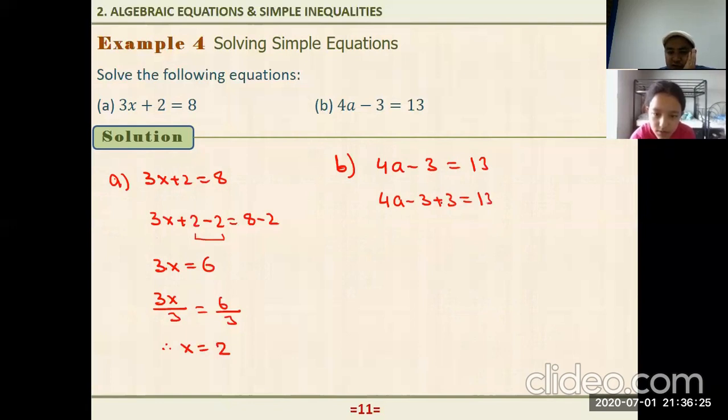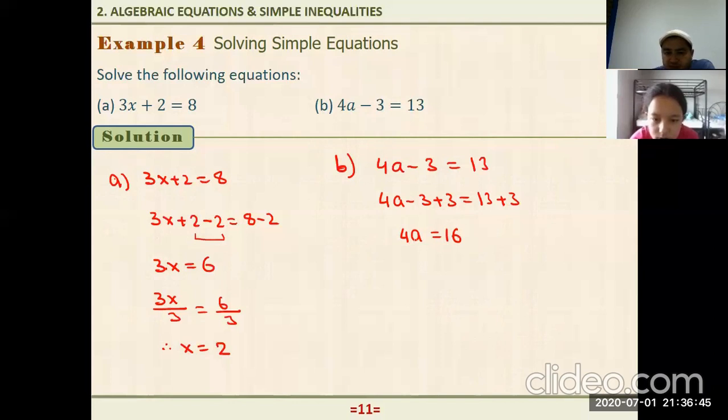If you add 3 to the left hand side, I should do the same thing to the right hand side. Otherwise, our balance will not remain balanced, right? That's the scale. Negative 3 plus 3 is equal to 0. So here we have 4a equals 13 plus 3, it is 16.